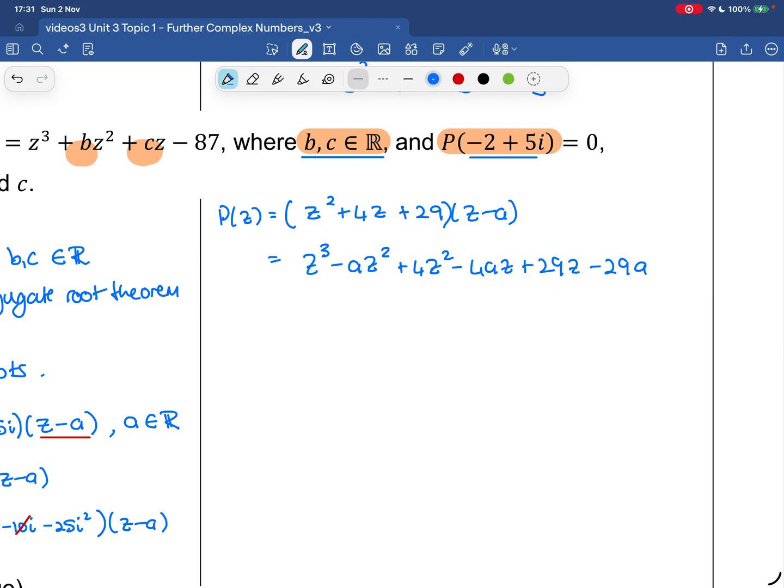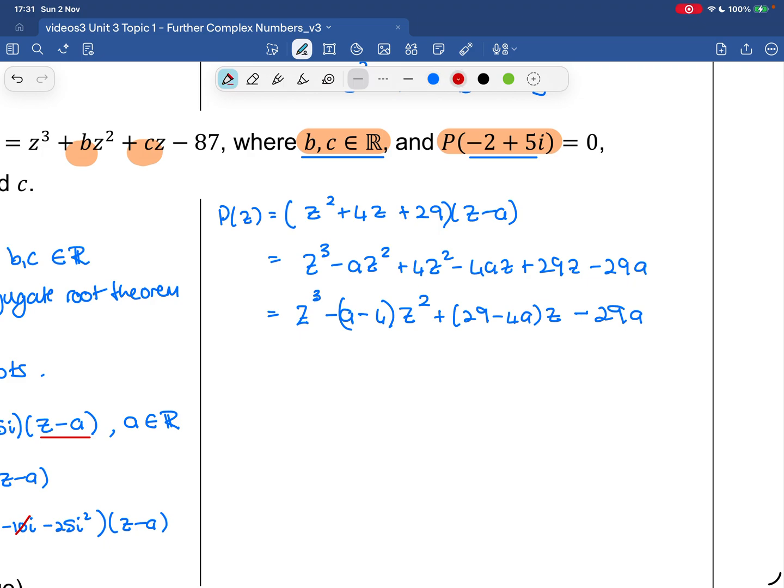Now what I'm going to do is collect my terms that belong with my z squareds, my z's, and my constants, so that I have z cubed minus (a plus 4) z squared. Okay, I want to change that sign over there, so that I have minus (a minus 4) z squared plus (29 minus 4a) z minus 29a.